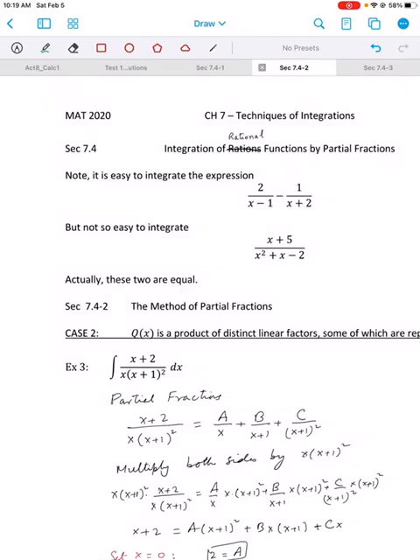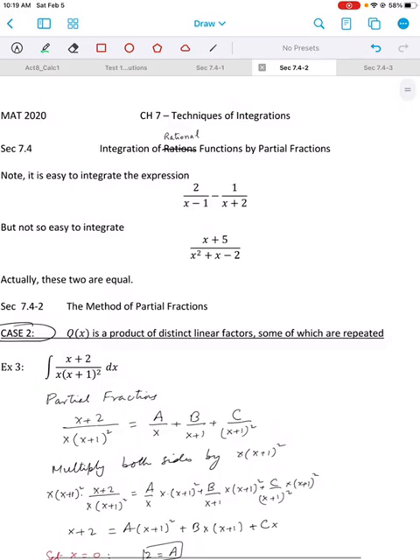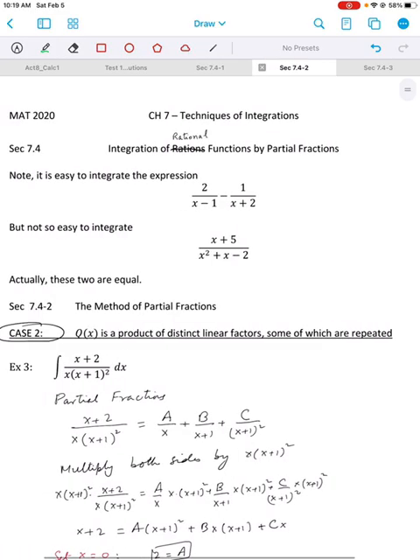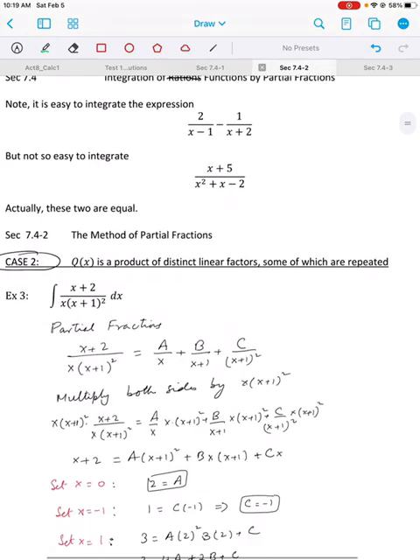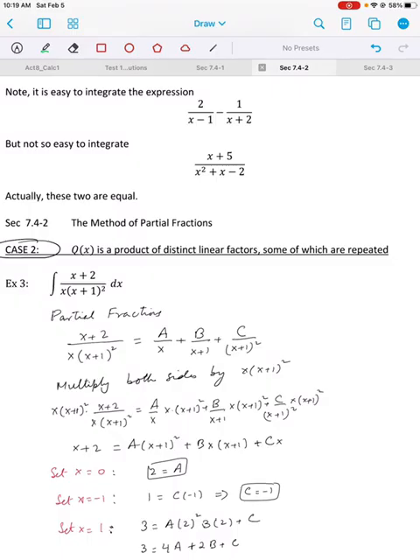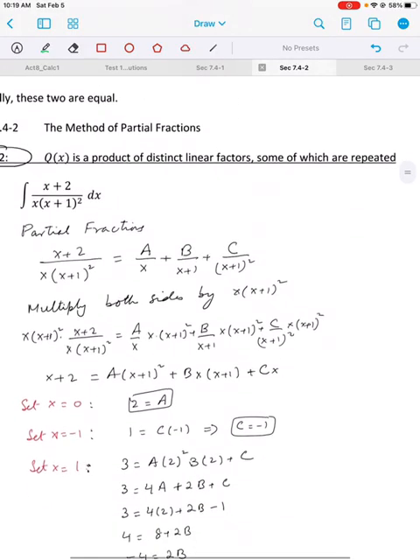We now look at the second case of the rational partial fractions. This is the case when the denominator can be factored as multiple linear factors, some of which are repeating. For example, here I picked an example where in the denominator you can see one of the factors, x plus 1, is repeating twice. So how do we make partial fractions of that?